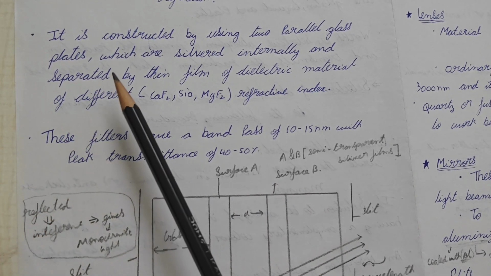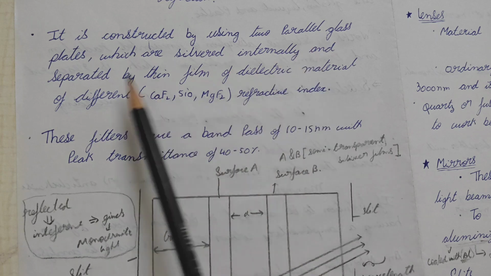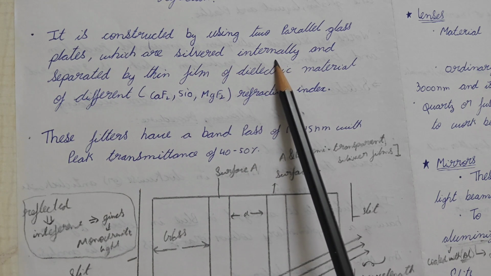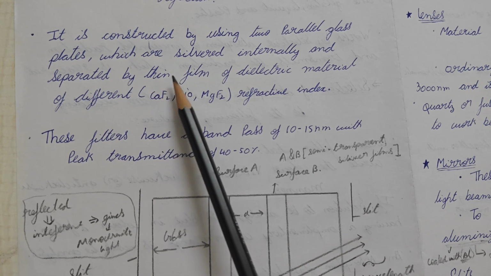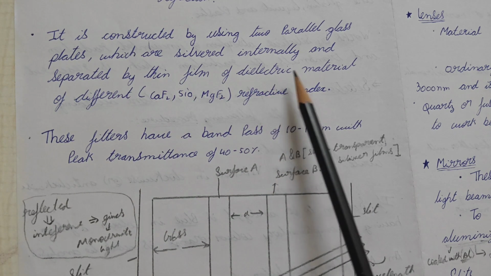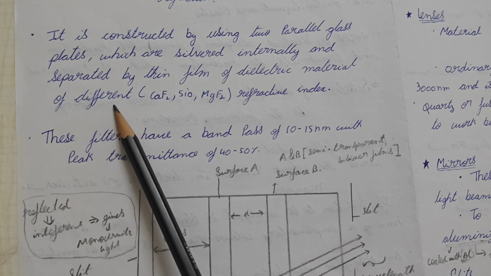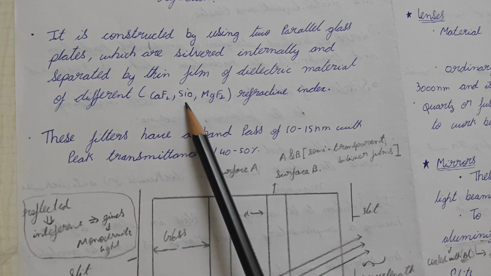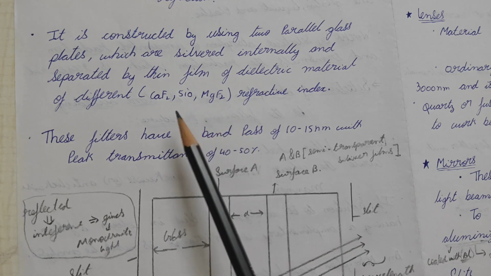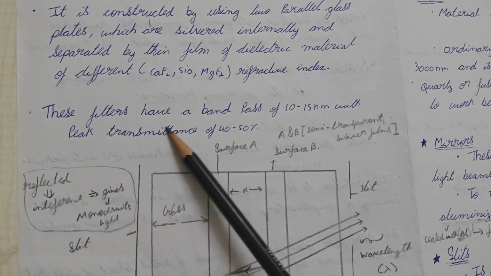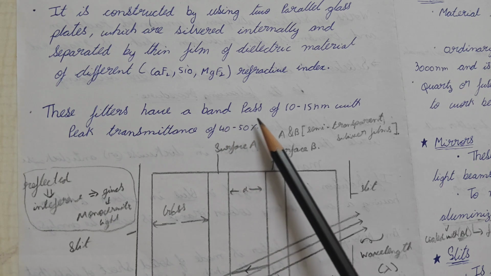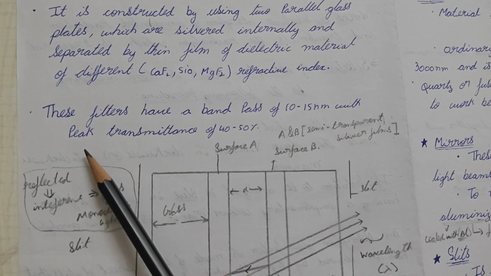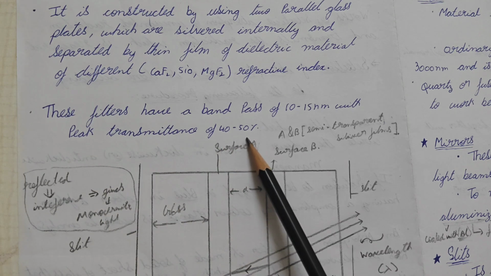Parallel glass plates which are silvered internally and separated by a thin film of dielectric material of different refractive index. Example, calcium fluoride, SiO, magnesium fluoride, etc. These filters have a band pass of 10 to 50 nanometer with peak transmission of 40 to 50%.